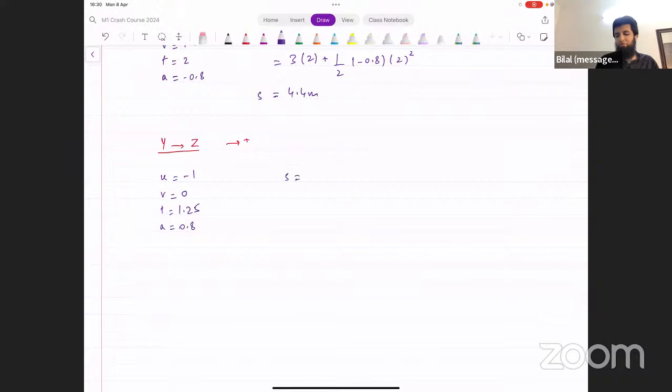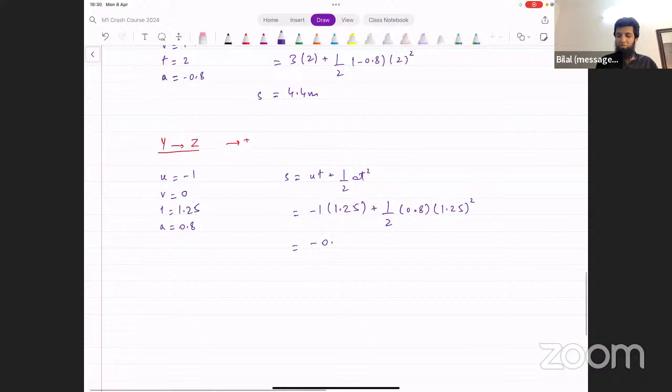Again, we can use any of the formulas that we know about. We could use s equals ut plus half at squared again here. And that gives us -1 into 1.25 plus half into a, which is 0.8, into 1.25 squared. And that's going to give you the value of this displacement as well. Minus 1.25 plus 0.4 into 1.25 squared. And that's giving me minus 0.625.